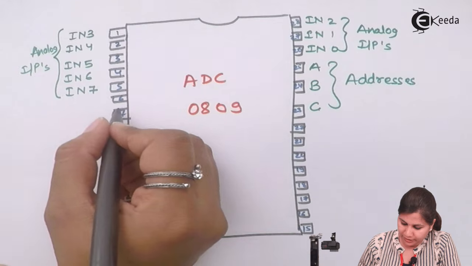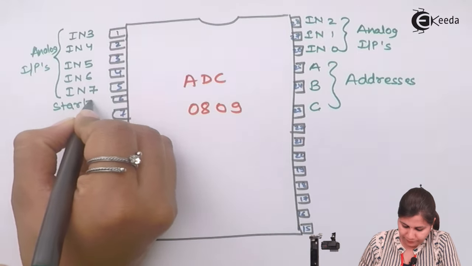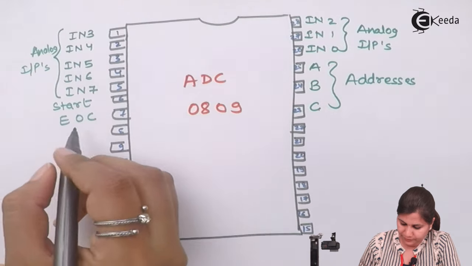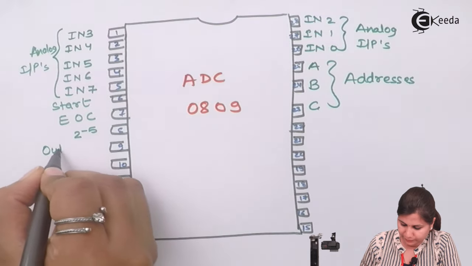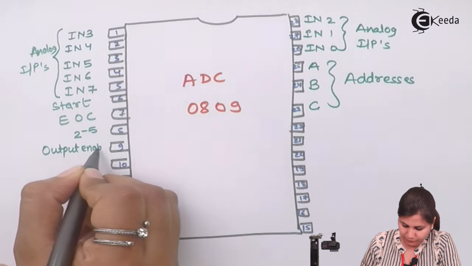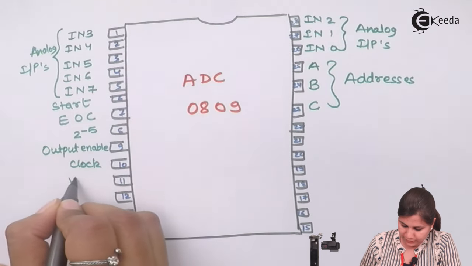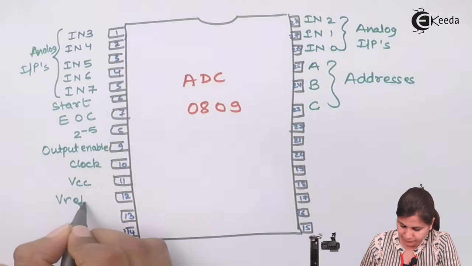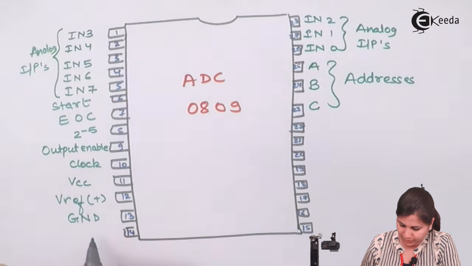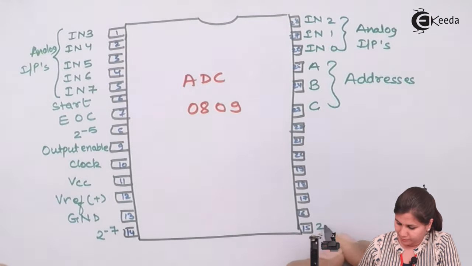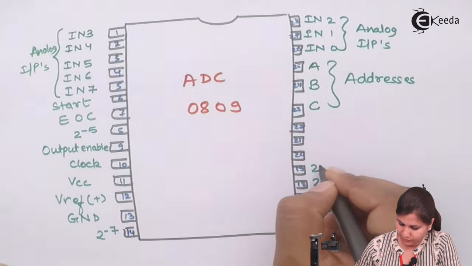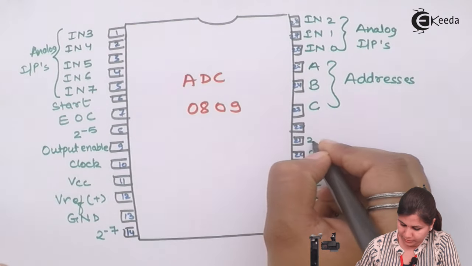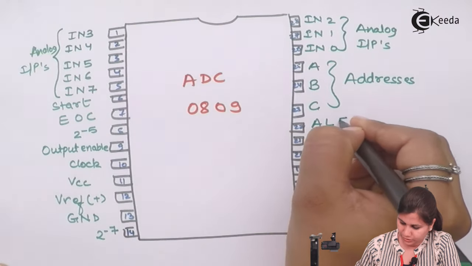So digital output here, 6th is the start, then EOC, that is end of conversion, then 2 to the power minus 5. This is output enable, then clock, VCC, V reference positive, then ground and 2 raised to the power minus 7, minus 6. This is V reference negative, here 2 minus 8, then 2 raised to the minus 4, minus 3, minus 2, minus 1, and this is address latch enable, ALE.